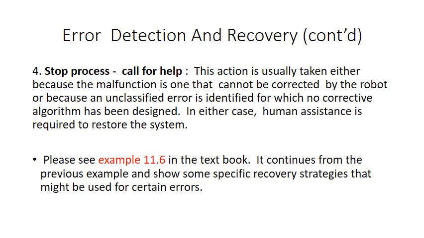4. Stop process, call for help. This action is usually taken either because the malfunction is one that cannot be corrected by the robot, or because an unclassified error is identified for which no corrective algorithm has been designed. In either case, human assistance is required to restore the system. Please see example 11.6 in the textbook. It continues from the previous example and shows some specific recovery strategies that might be used for certain errors.